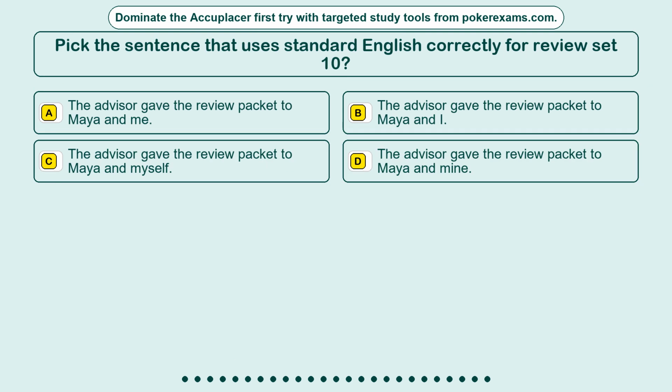Question 20. Pick the sentence that uses standard English correctly for review set 10. Option A. The advisor gave the review packet to Maya and me. Option B. The advisor gave the review packet to Maya and I. Option C. The advisor gave the review packet to Maya and myself. Option D. The advisor gave the review packet to Maya and mine.